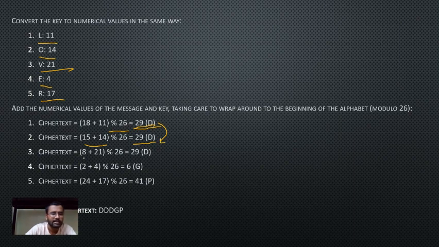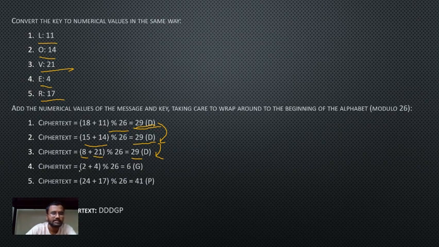Then again the third letter of the message, I, is 8, and the third letter of the key is V, and V is considered as 21. By adding the 21 with 8, we get the same value, 29, same as above. We are considering the same 29 as D here also.